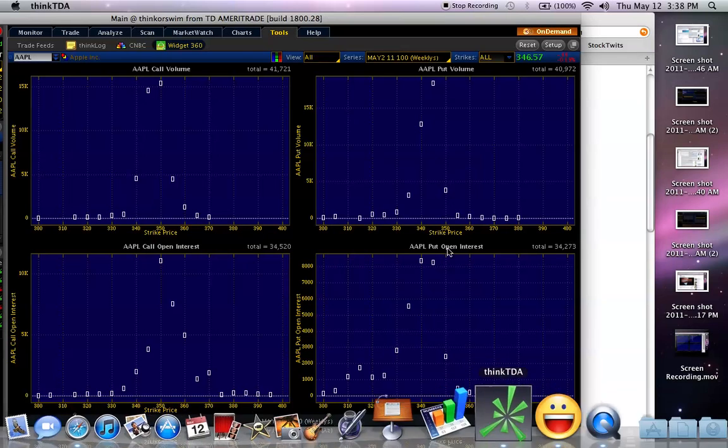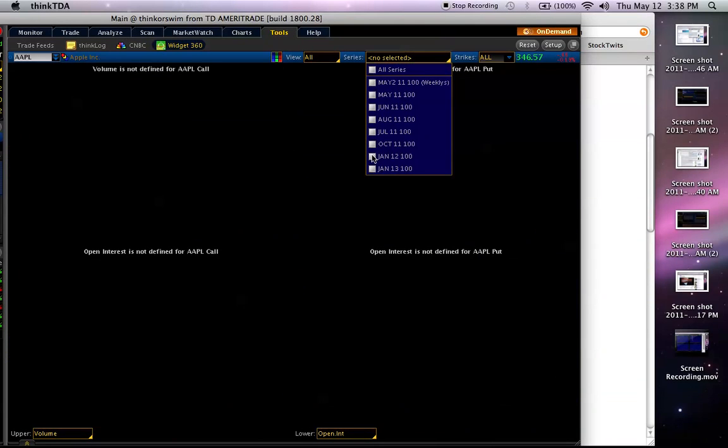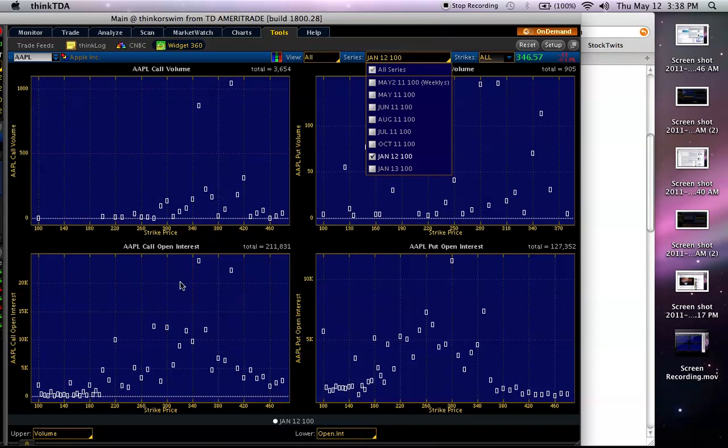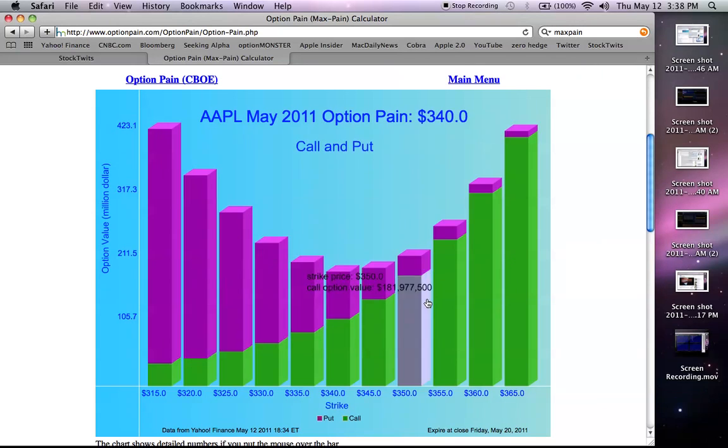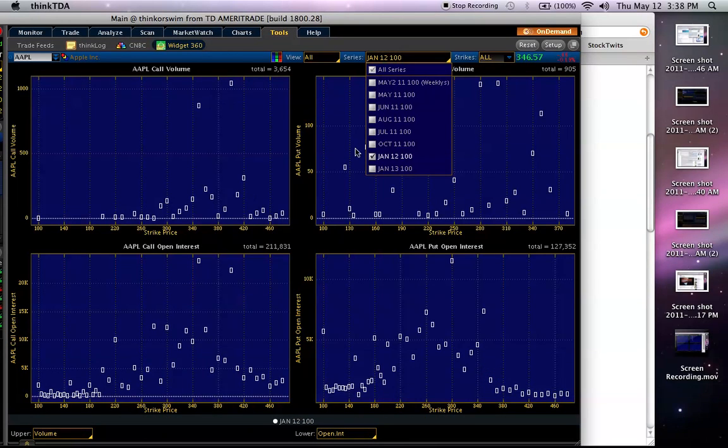Let's go to January. This has been around for almost 2 years now, and so when it comes time to January 2012, all this means nothing. You have to get rid of all this. So that's why you would want to use the current pane, and that's why I like to come back to just using open interest.